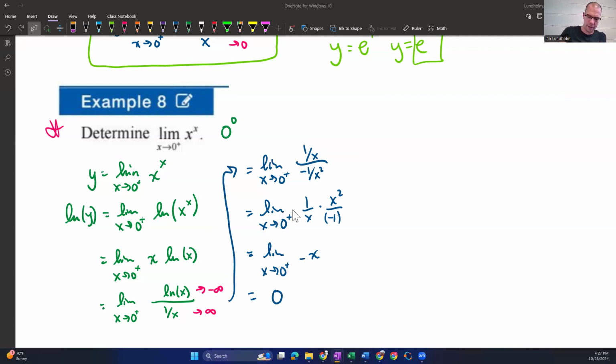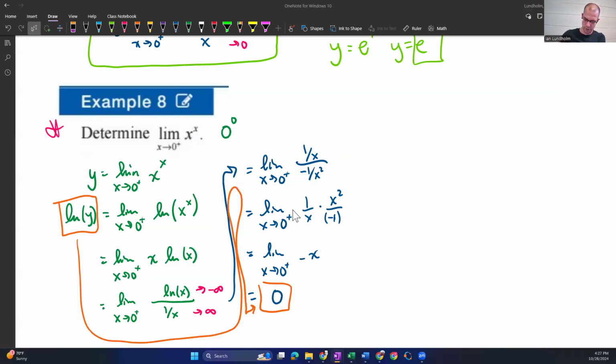But remember that is the natural log of y is equal to 0 through this string of equations. So we set up natural log of y is equal to 0. E on both sides makes it y equals e to the 0, which is equal to 1. So our answer for that limit is 1 as a y value.